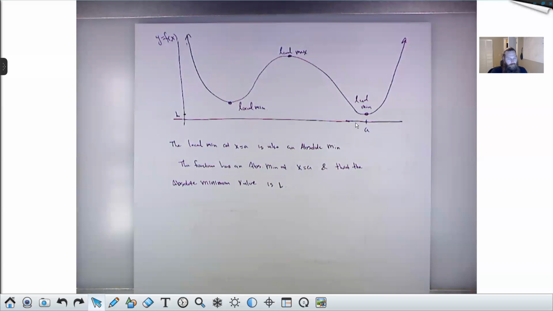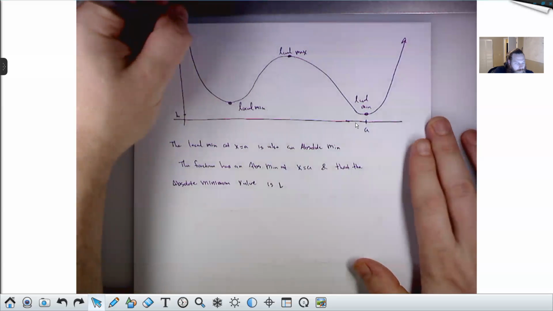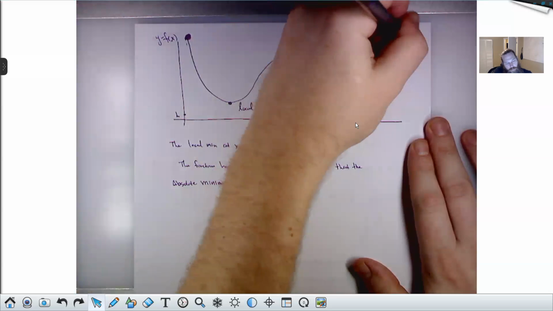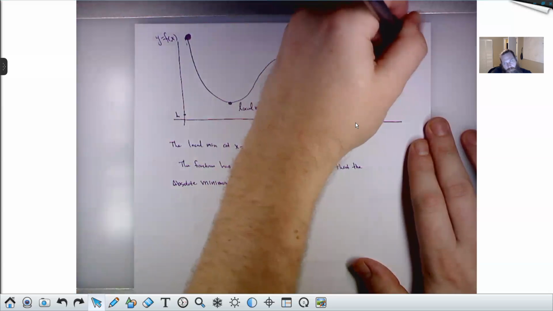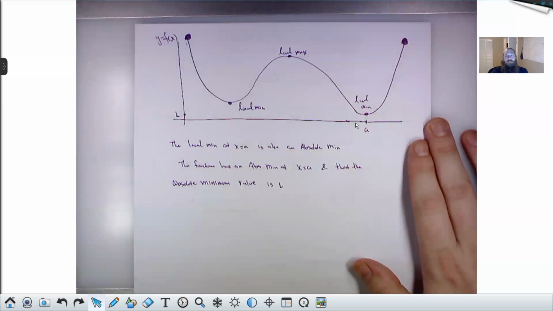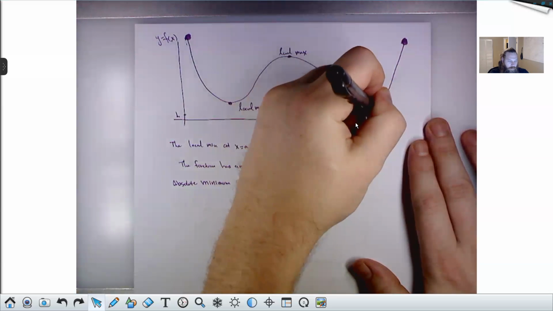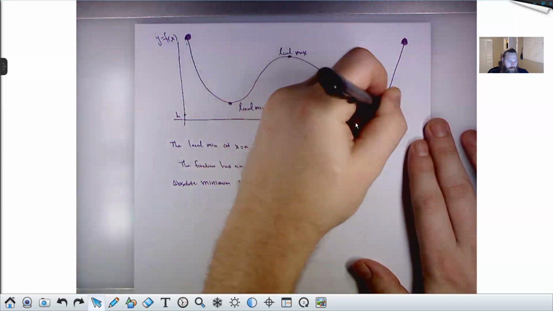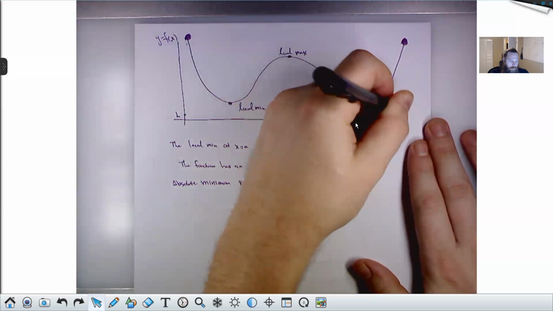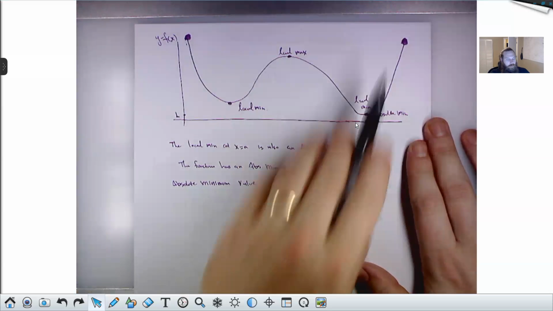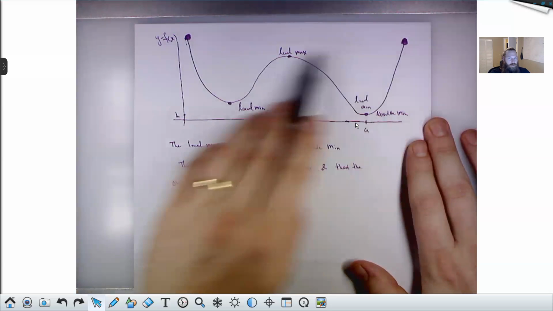There's an important theorem that I could try to characterize or give you a feel for by, instead of having these guys be arrows, filling them in. So down here we had a local min and also an absolute min. Now by turning both of those arrows into filled in holes, one of them is lower than the other.